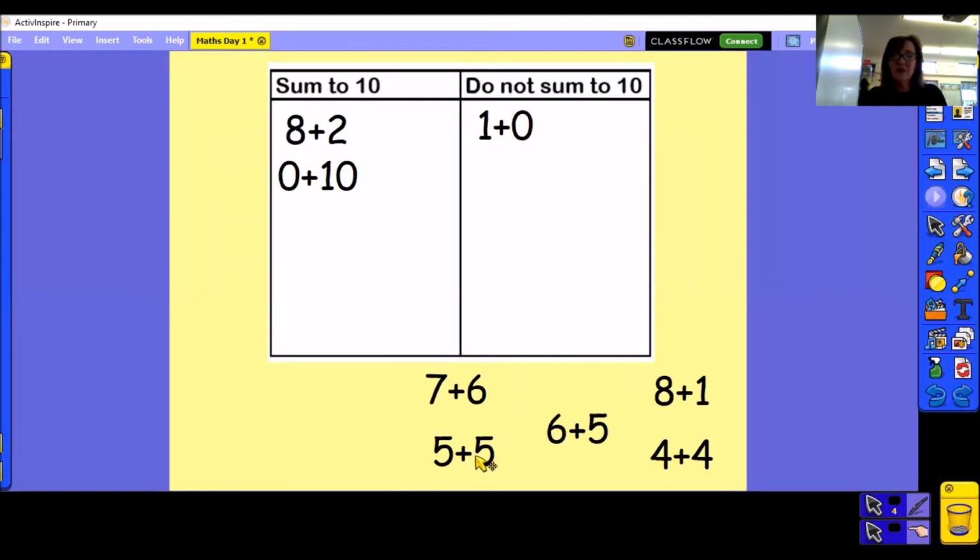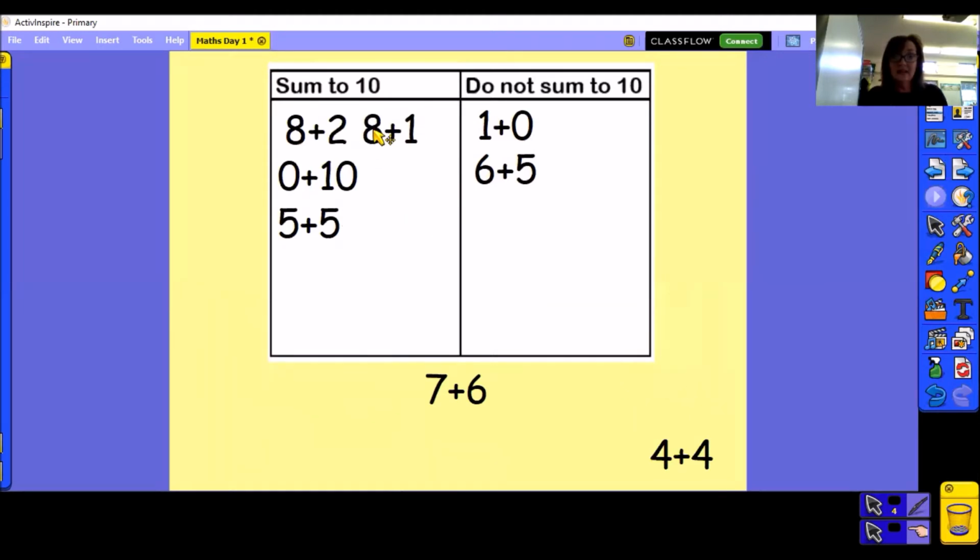Here's the one that we do know with our fingers. 5 add 5 is 10. Now, if we know that 5 add 5 is 10, we know that 6 add 5 is too big. So it doesn't sum to 10, it's bigger. What about if we look at this one, 8 add 1? Well, we knew that 8 add 2 is 10, so 8 and 1, no, this number here is too small. What about down here, 4 add 4? Well, if we know that 5 add 5 is 10, then 4 add 4, no, these two numbers are too small.